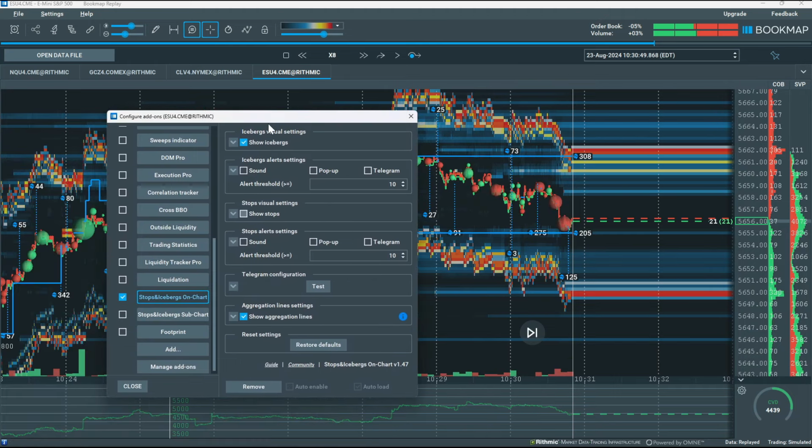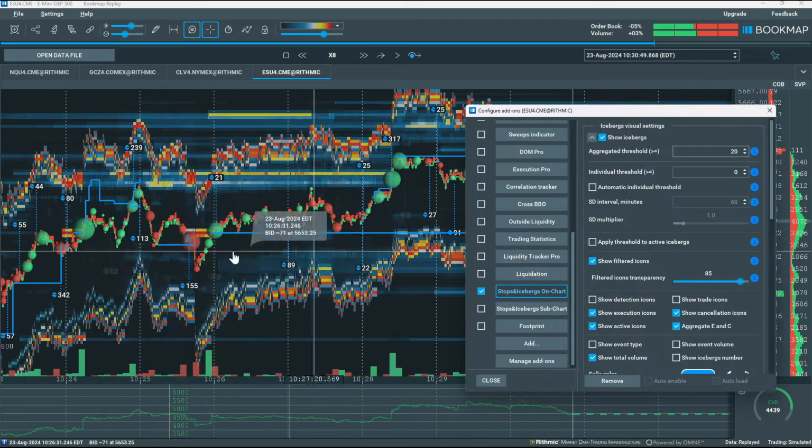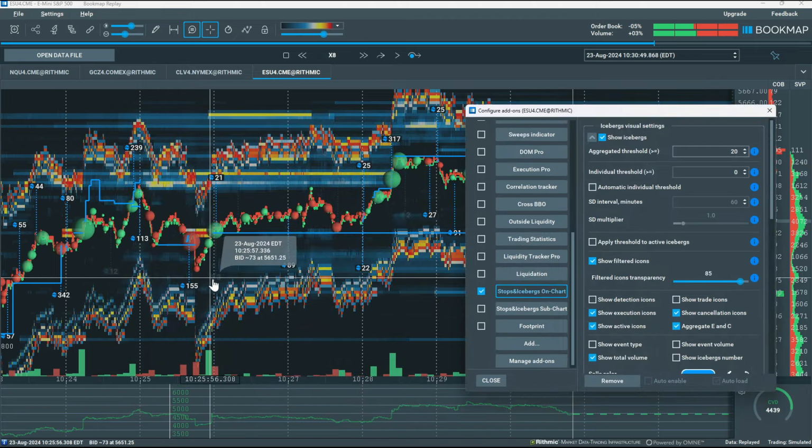So with that being said, I like to go into the settings, which is this little down arrow next to show icebergs, and we're going to come first to the aggregated threshold. At this point, we're going to make it 20, so it's going to get rid of or fade out some of those smaller iceberg orders. That way, we don't have a whole bunch of icebergs everywhere at once, and if we wanted, we could maybe do something like 50. That way, we're really seeing those much stronger levels.